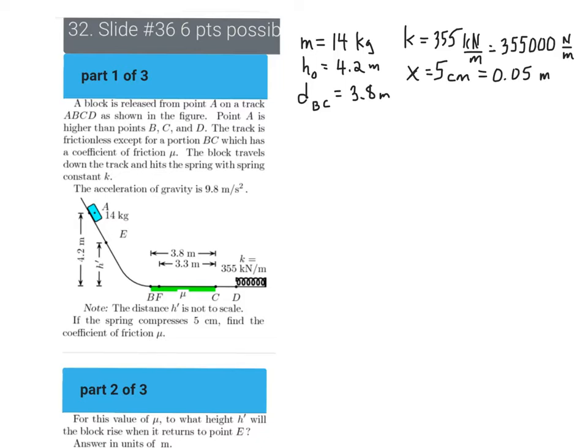So if we think about the initial situation, we start off with some gravitational potential at the top of the ramp on the left-hand side. As it's going down in the green section, it's going to encounter friction. And so there's going to be some work done by friction to take away some of that energy. Now, at the bottom, it has converted that gravitational potential into kinetic energy, but we're just looking at the initial state and the final state.